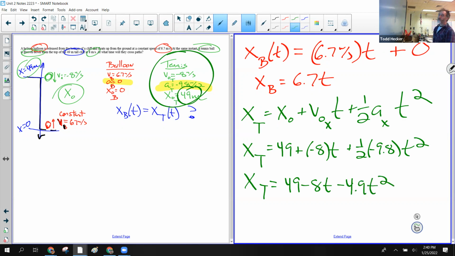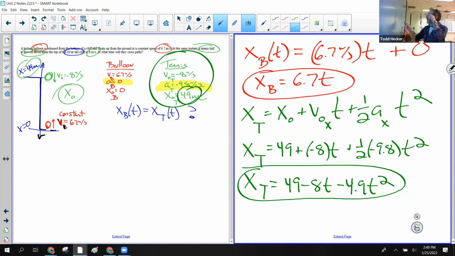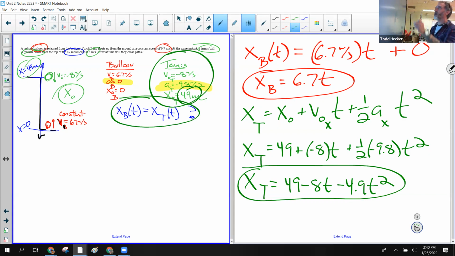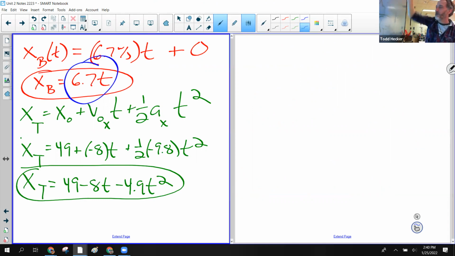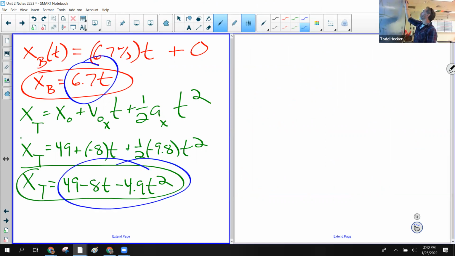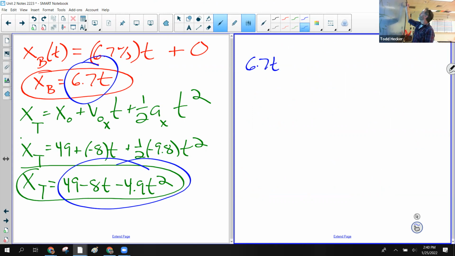Okay, so what I've got now is two expressions. I've got an expression that tells me where the balloon is at time t, and another expression that tells me where the tennis ball is at time t. And I want to find the time at which those two things are equal. So I'm going to set the red equation equal to the green equation: 6.7t equals 49 minus 8t minus 4.9t squared. And now I've got to solve this mess, right?